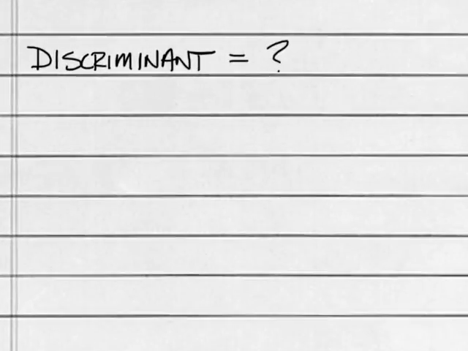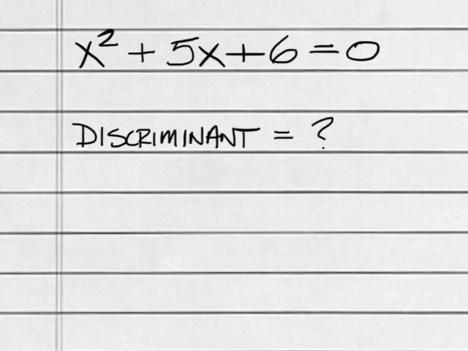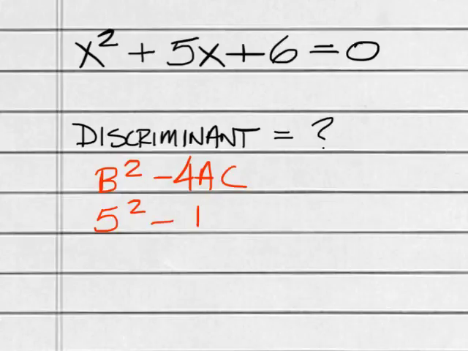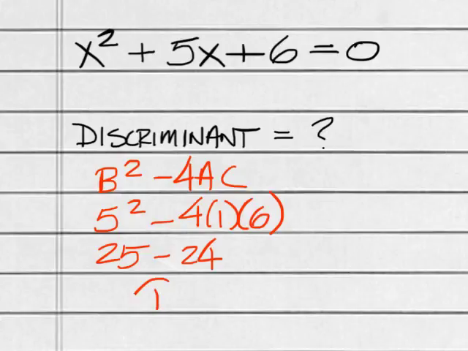The discriminant is what you need on this one. So that should be the following: B squared minus 4AC. So that is 5 squared minus 4 times 1 times 6, which comes out to be 25 minus 24. The answer is 1.